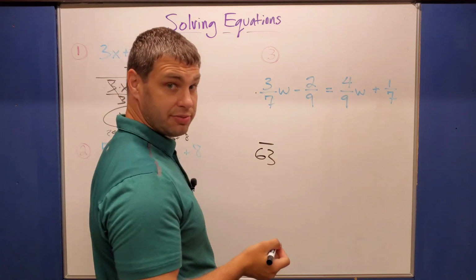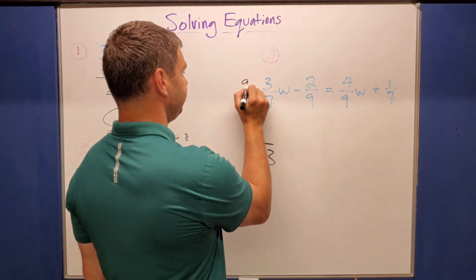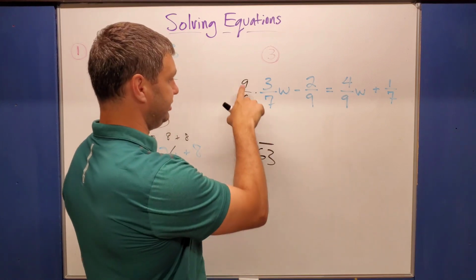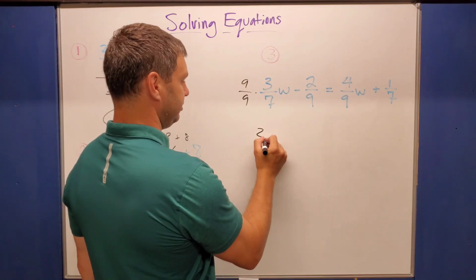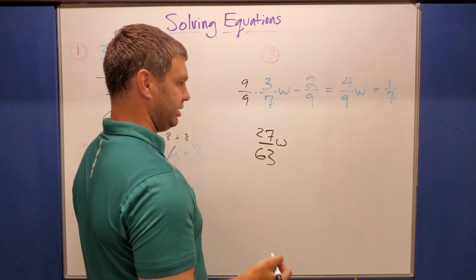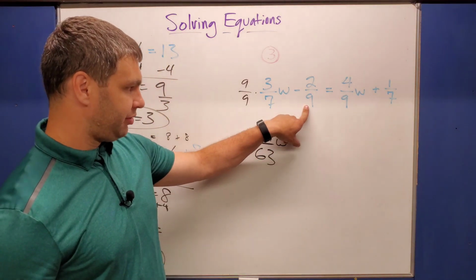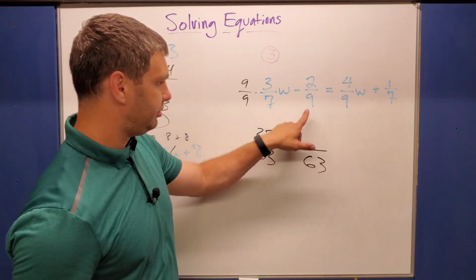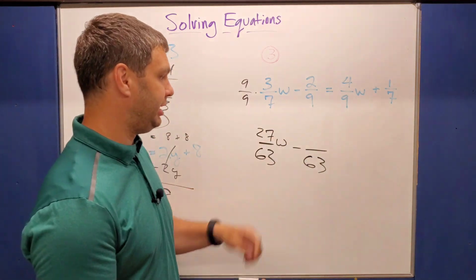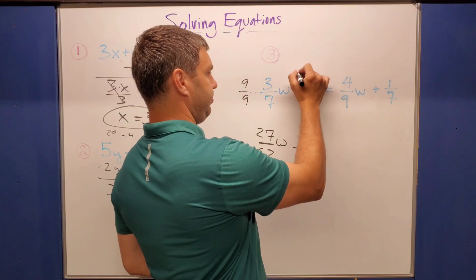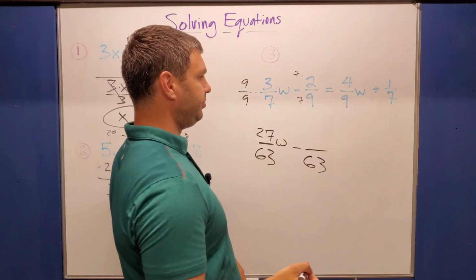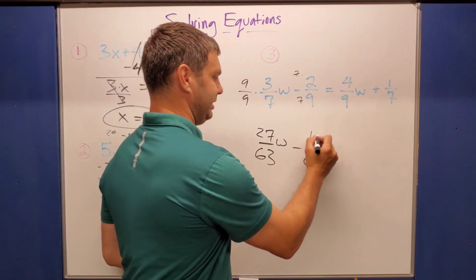So in order for this denominator to be a 63, I need to multiply its fraction by 9 over 9. 9 times 7 is 63 on the bottom. On the top, 9 times 3 is 27. Bring the w along with that one. What do I have to multiply this one by to get a 63 on the bottom? Well, that one's 7, 7 times 9. So on the top, I multiply it by 7, multiplying by 7 over 7 on this one. 7 times 2 is going to be 14.